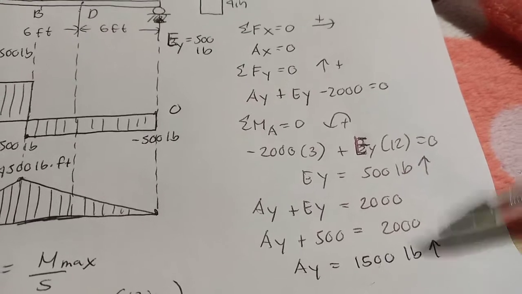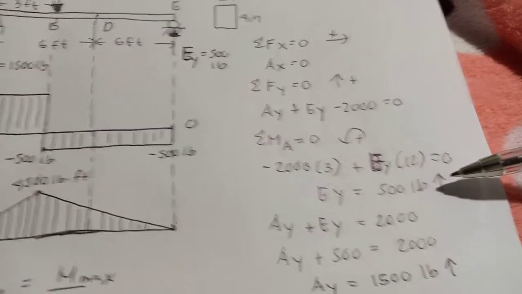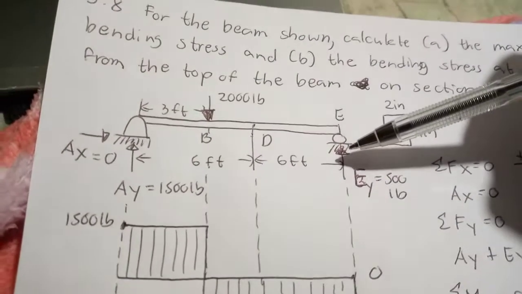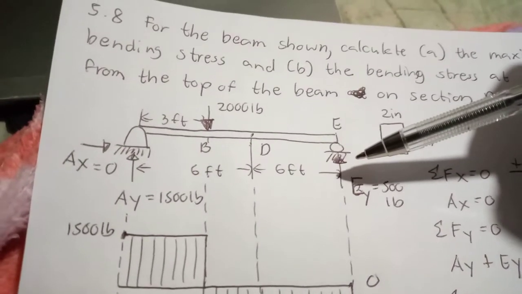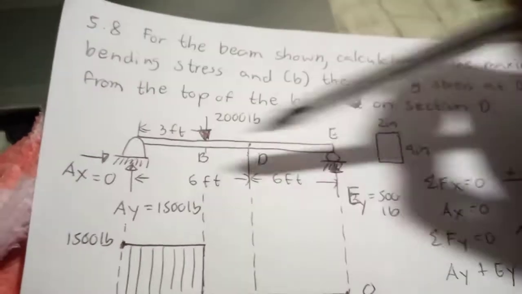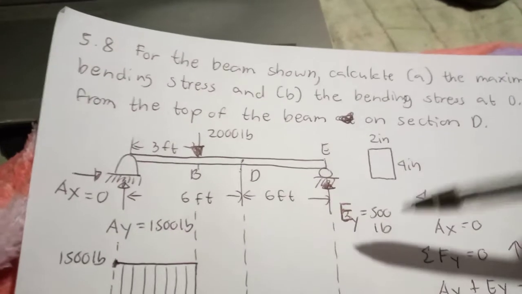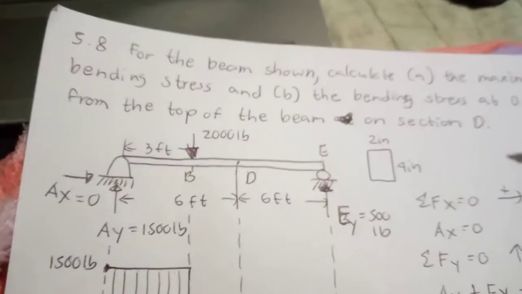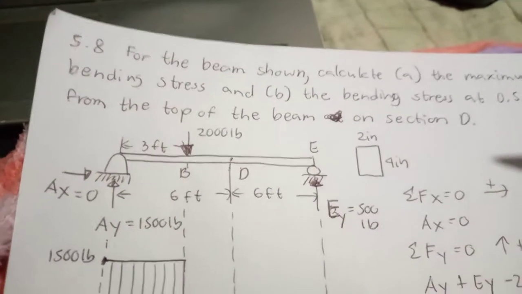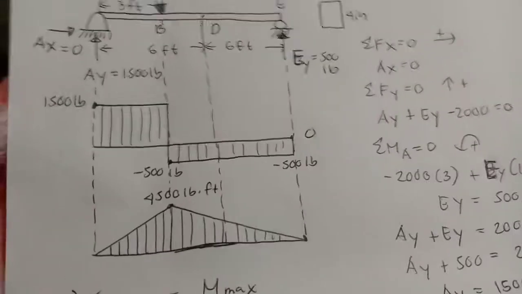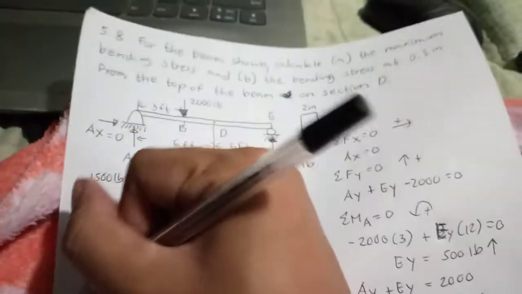So we get 1,500 pounds. Since we got both positive values, our initial assumption that AY and EY are upward is correct. Since we know that AY is 1,500 pounds and EY is 500 pounds, we can draw the shear and moment diagram. This is the shear diagram and this is the moment diagram.